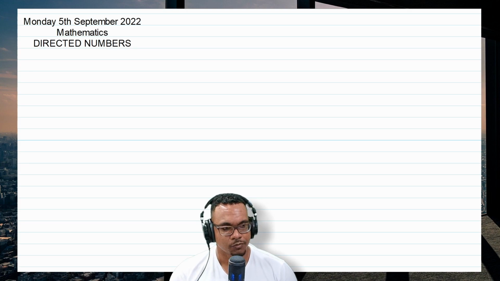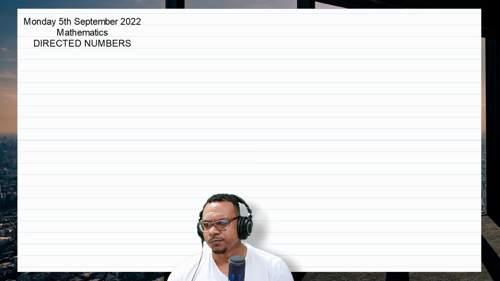So first let's start with the rules for multiplication and division. That's the most common one. So I'm just going to write here: multiplication and division.